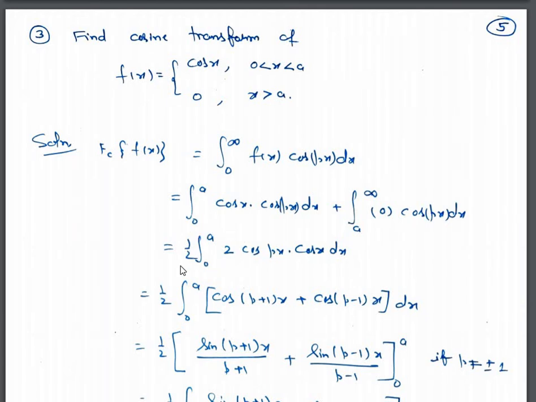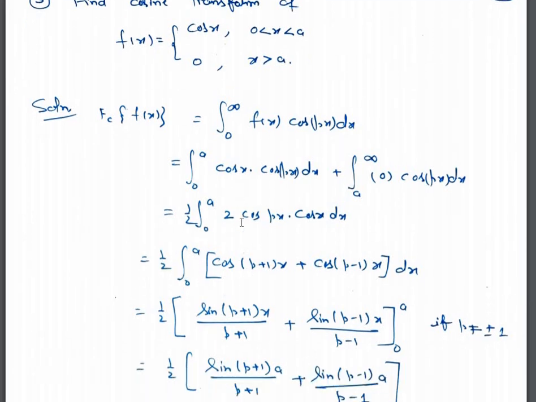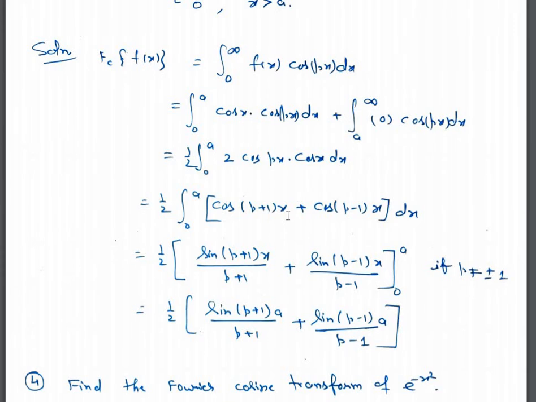So we divide the first term by 2 and multiply it by 2, so we have 1 by 2 integral 0 to a of 2 cos px into cos x dx. Now 2 cos A cos B is cos(A plus B) plus cos(A minus B). So this is equal to 1 by 2 integral 0 to a of cos (p plus 1)x plus cos (p minus 1)x dx.